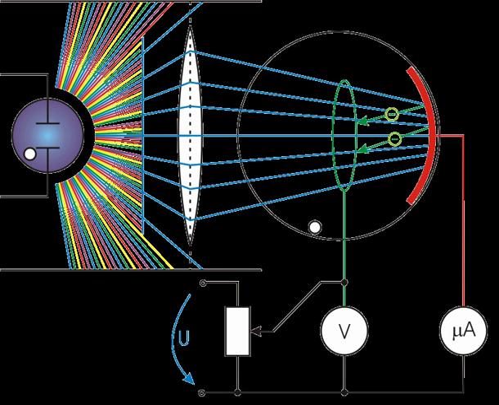Recalling K_max = h(f − f₀), we see that the stopping voltage varies linearly with frequency of light, but depends on the type of material. For any particular material, there is a threshold frequency that must be exceeded, independent of light intensity, to observe any electron emission.